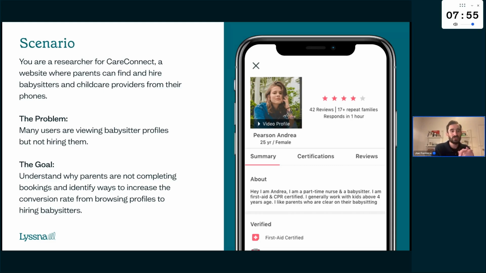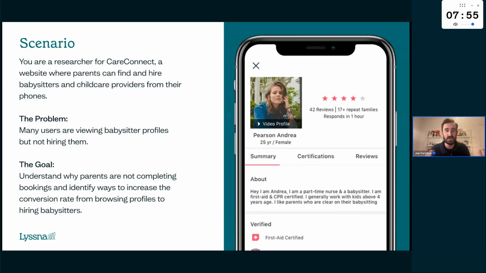Okay, I want you to imagine that you're a researcher for Care Connect. Care Connect is an app where parents can find and hire babysitters or child caregivers. The problem is that many users are viewing profiles of caregivers but not completing a booking, not actually scheduling them either for an interview or to come and take care of their child and offer their services. So our goal is to obviously improve that, right?